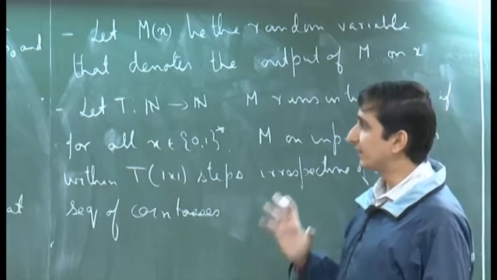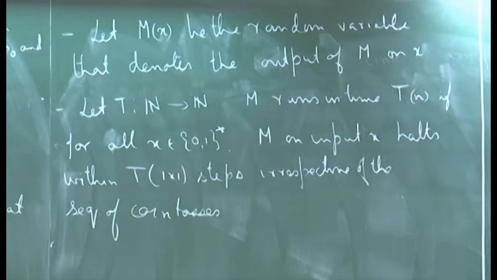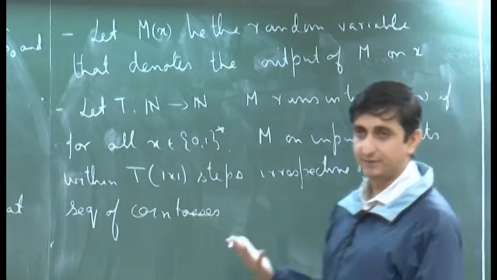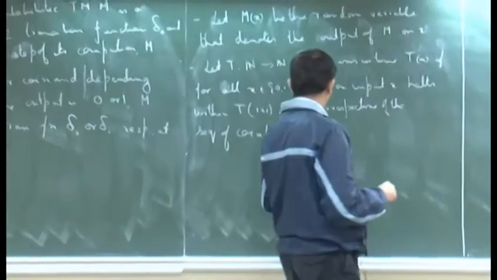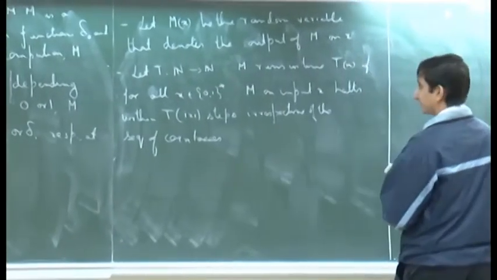So far I have not talked about the acceptance criteria. I have just talked about a general probabilistic Turing machine and how it operates. We will actually have separate accepting criteria that we will consider. That is why I did not talk about it in the definition of the machine.